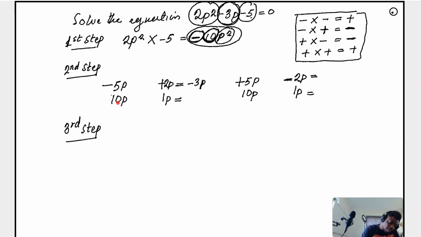So minus 10p plus 1p is minus 9p. Here, plus 5p minus 2p is plus 3p. Plus 10p minus 1p is plus 9p.